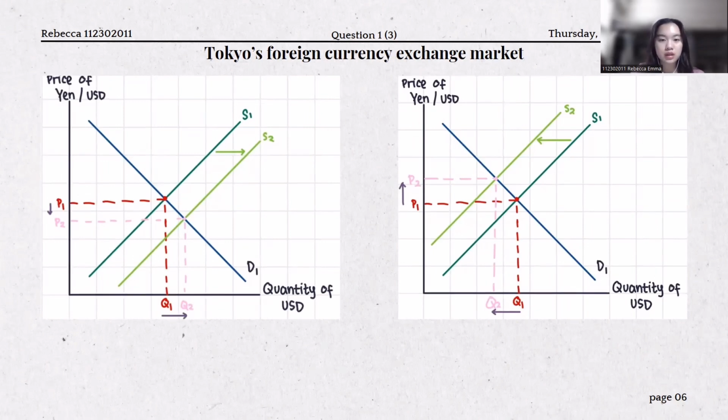Second is national income. So when national income rises faster, the supply curves will shift to the right in the US.